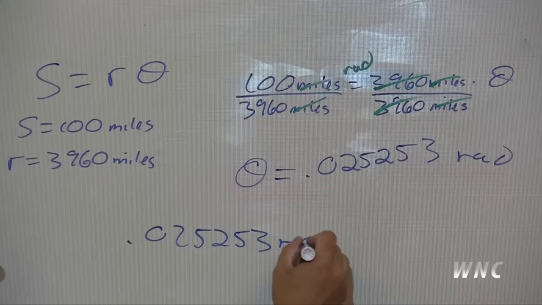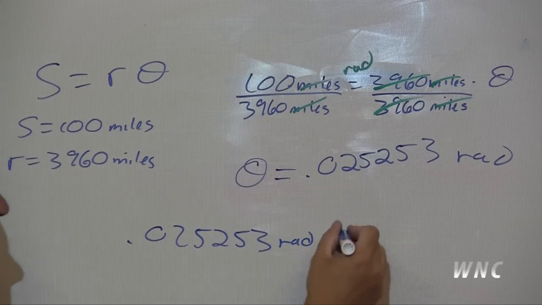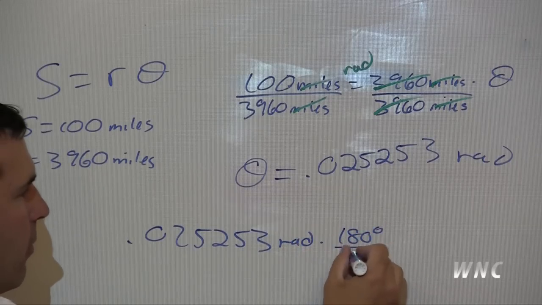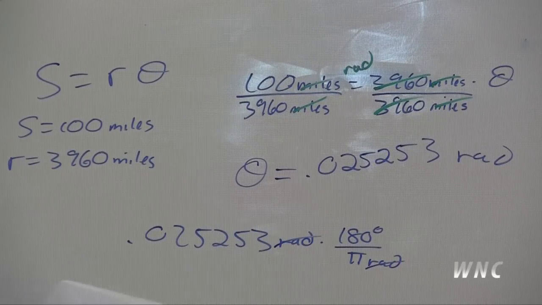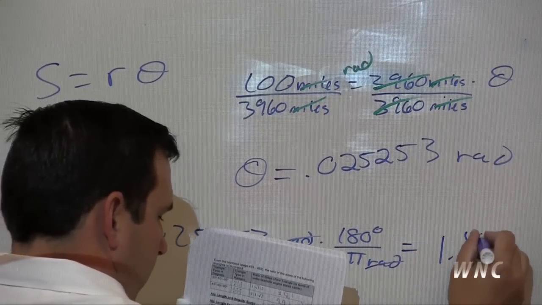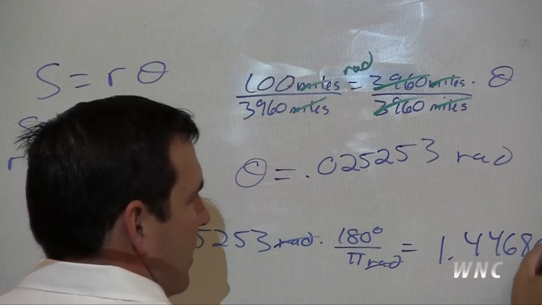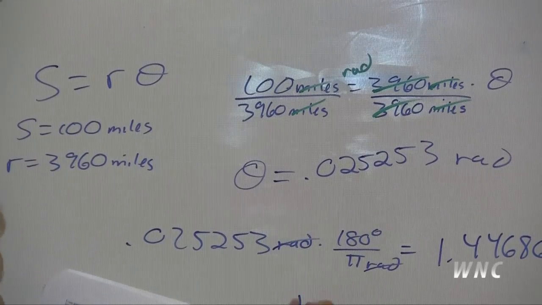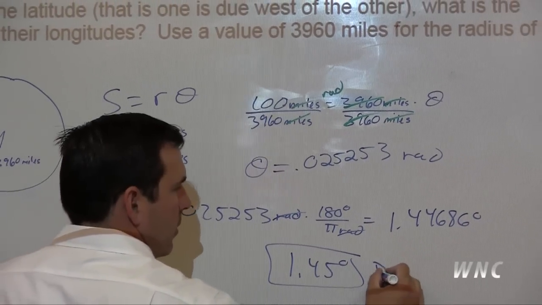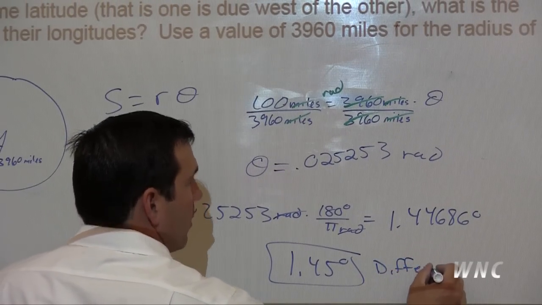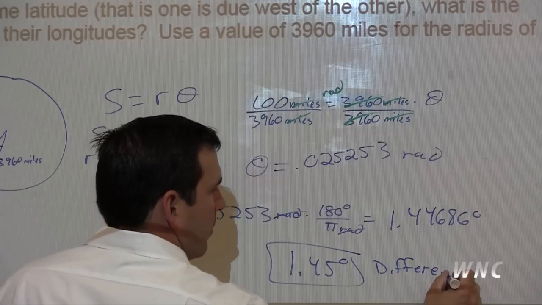So if we take that 0.025253 radians and convert it back to degrees, multiply by 180 degrees over pi radians, we have 1.44686 degrees, and it can go to 1.45 degrees difference in longitude. Or is that latitude? Longitude, yeah.